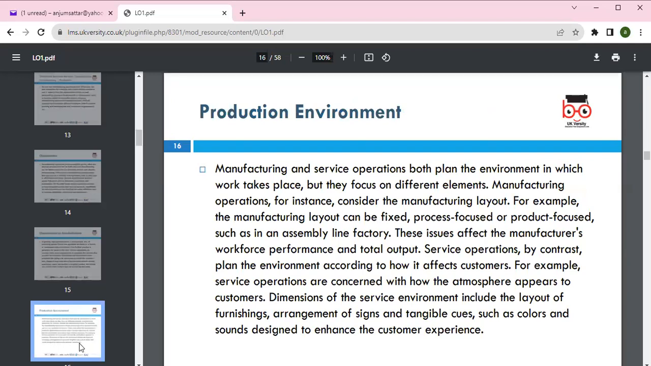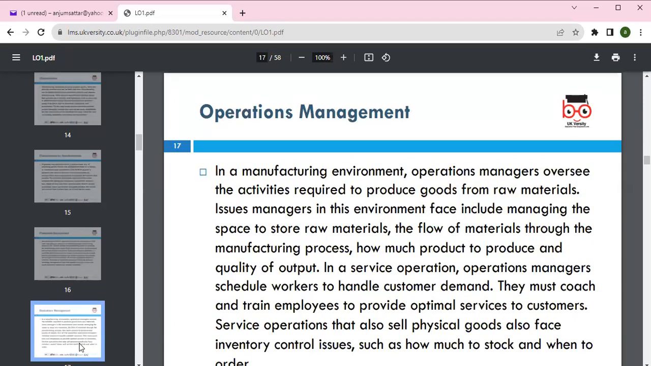Okay, the production environment, which we mentioned earlier. Manufacturing and service both plan the environment and the workplace, but they focus on different elements. In manufacturing, operational management is becoming very crucial. Operational managers oversee the activities required to produce goods from raw material, and issues of managing the environment and space include storing the material, the flow of material through the manufacturing process, and how the product is produced with quality, which we need to look at.